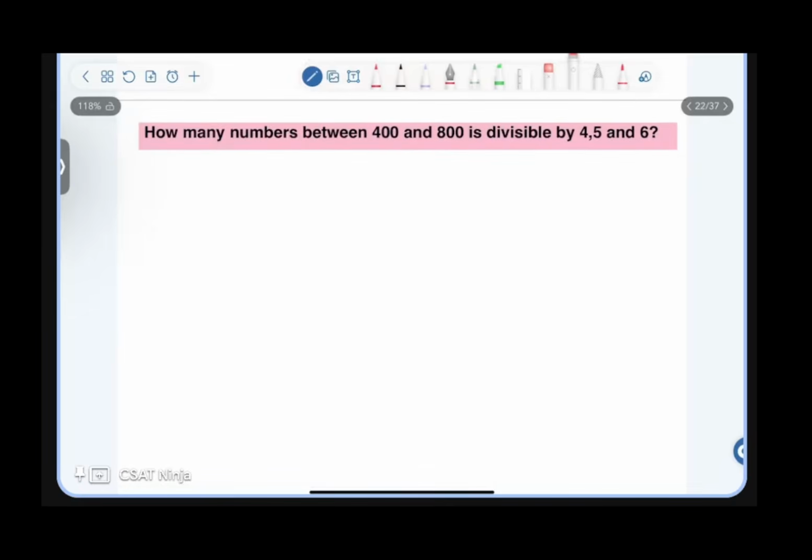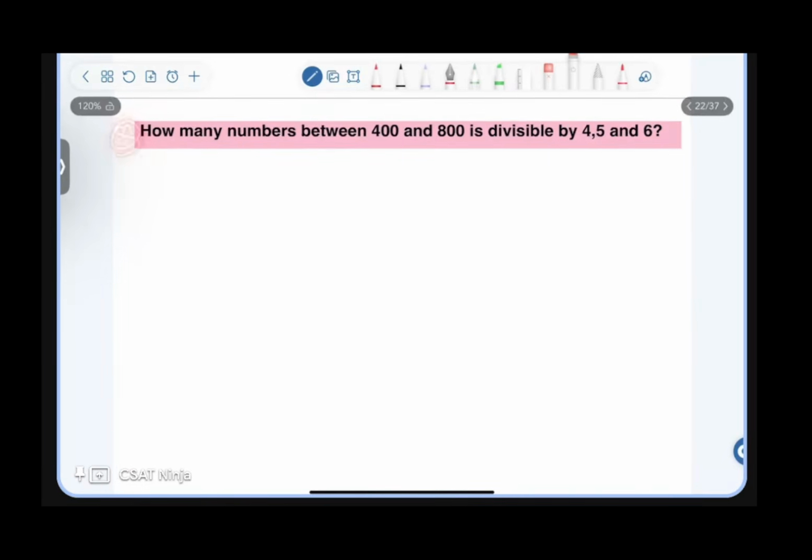So now let's try one question. In NPSC, they can ask this type of question. This is an LCM kind of question, okay? But the way they approach is this way. How many numbers between 400 and 800 are divisible by 4, 5, and 6? How do we approach this kind of question? You need to find the numbers between these two that are divisible by 4, 5, and 6.